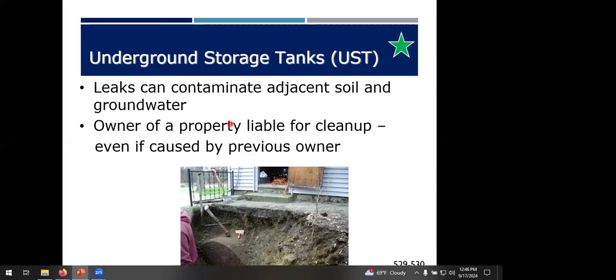If it's discovered that there's oil in the ground, they're going to source it back. They're going to figure out where it came from. And if they source it back to an underground storage tank in your yard, you're responsible for cleanup. Even if you didn't have anything to do with it, maybe you didn't even know it was there, but it is in your yard, your property.